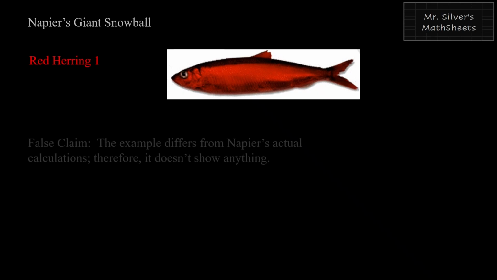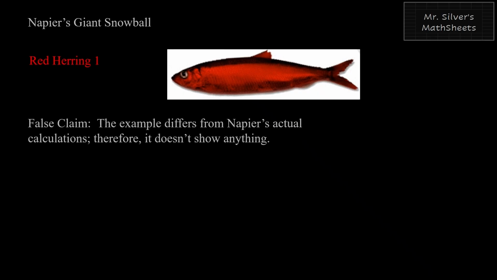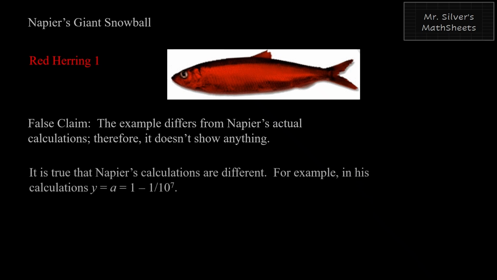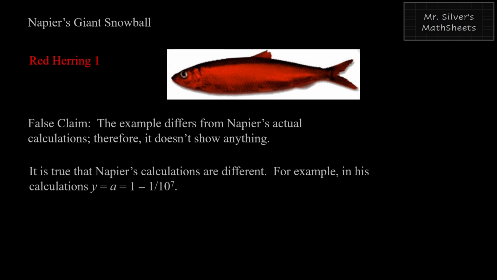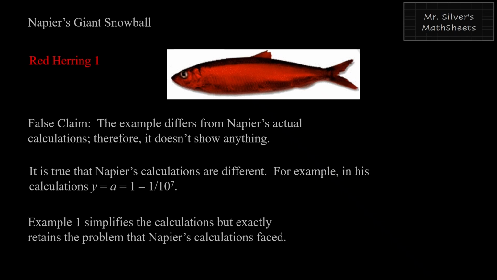So let's talk about some red herrings. The first red herring: this example actually differs from Napier's calculations, therefore it doesn't show anything. Well, it's true, these calculations are a bit different, but the essential factor about the errors is identical. They are really the same errors that he faced.